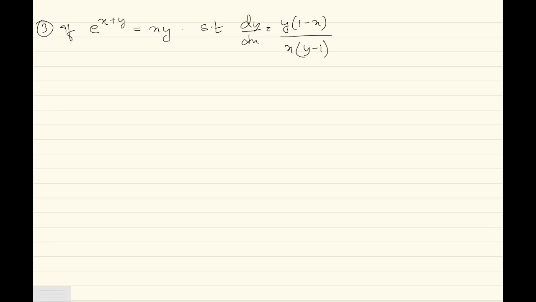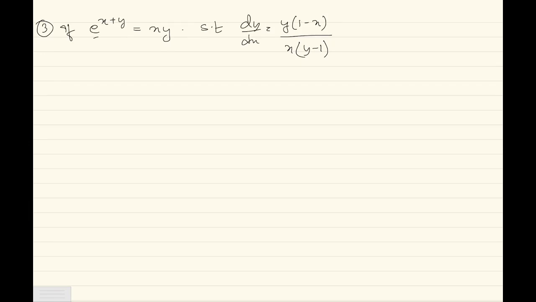It says if e to the power x plus y equals xy, then dy by dx is y(1 minus x) by x(y minus 1). If you want, you can use logarithmic differentiation here as well, because you see that e is a base and x plus y is a variable in the power, isn't it everyone? You see variables in the power, so you may use logarithmic differentiation. Moreover, multiplication will also become simple when you use logarithmic differentiation. But if you don't want to use log differentiation, that's okay. So let me show you a little first. How would you do it without using logarithmic differentiation?